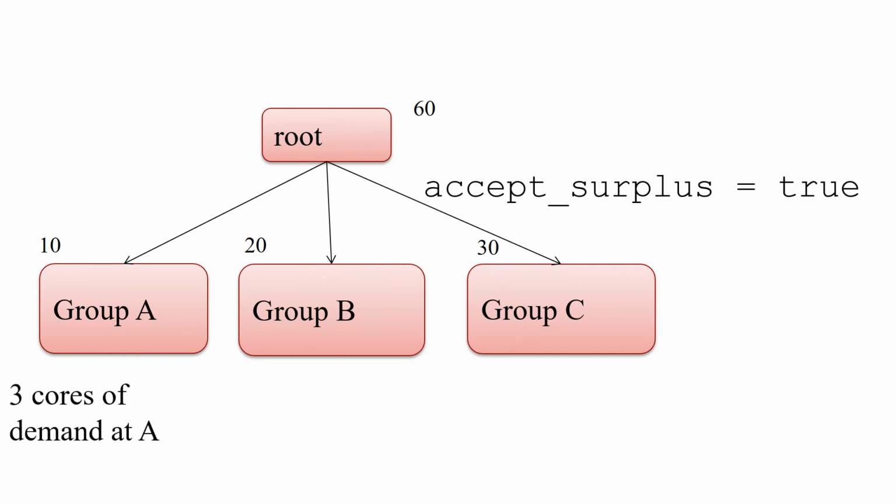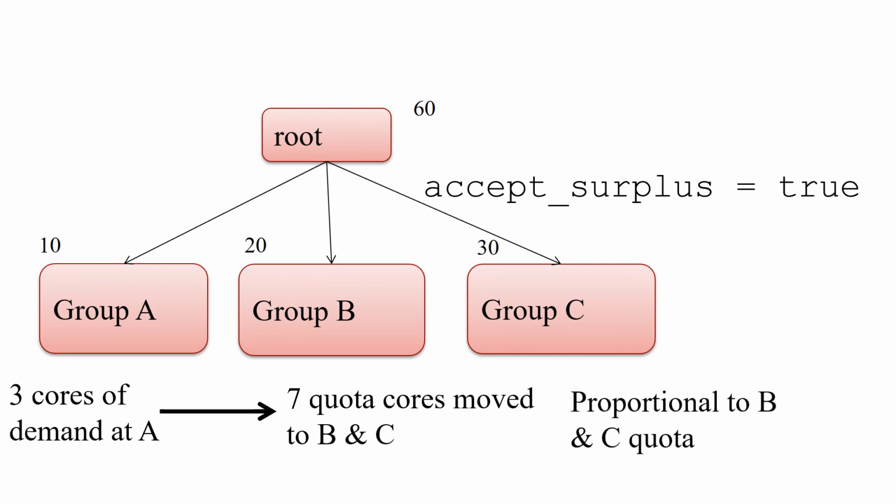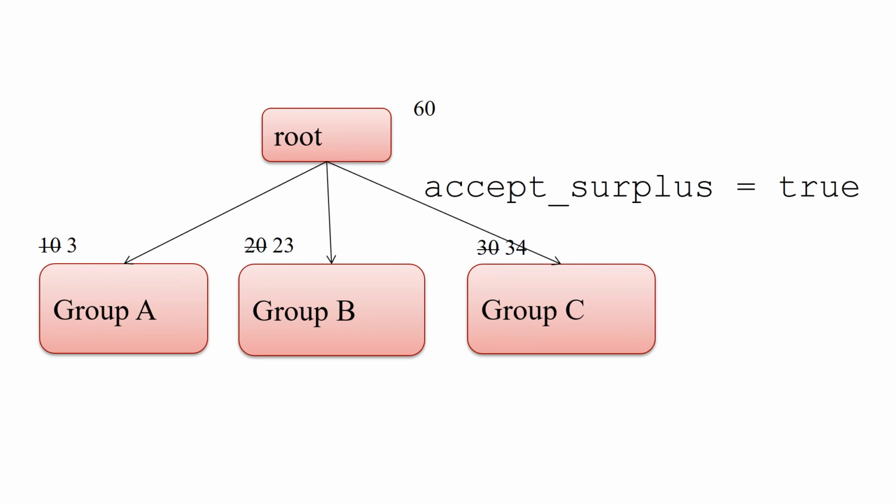Let's assume there are just 3 cores of demand, however, in group A. This results in 7 cores of leftover surplus. These 7 cores are then reallocated to the peer nodes in the tree. These 7 are handed out proportionally to the peers in the ratio of the original quotas. So, group B would get a surplus of 3 extra cores, and group C 4 extra, for a total of 34. This process is then repeated recursively up the tree.